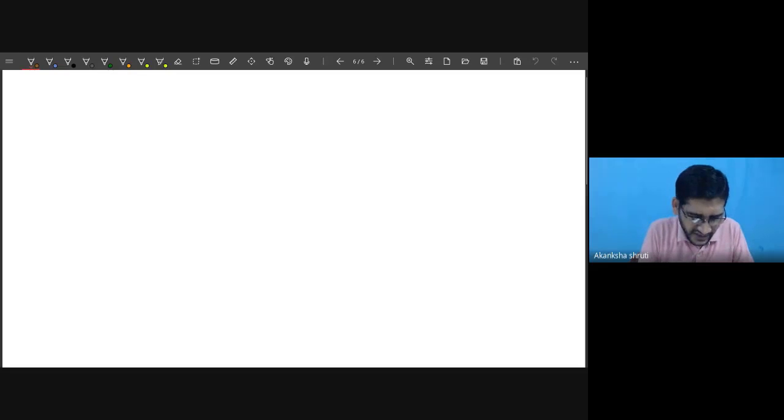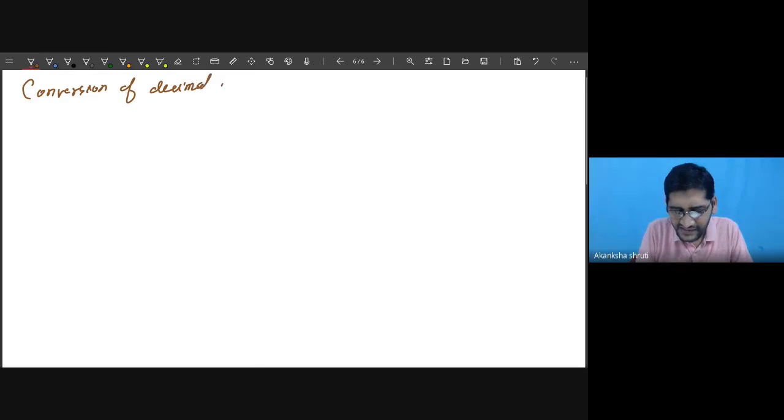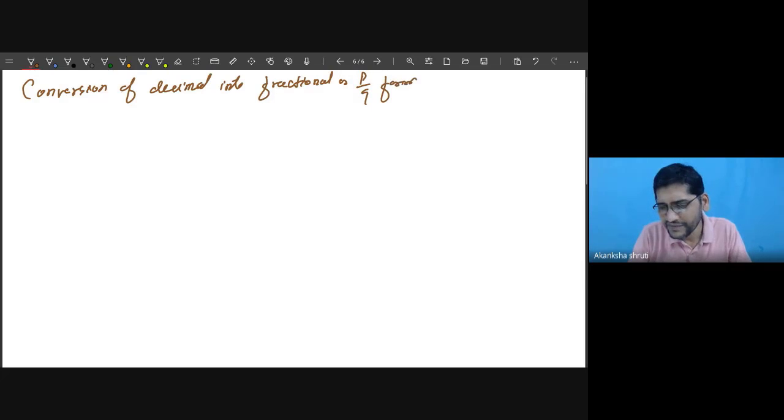Next one is conversion of decimal into fraction, or fractional, or P by Q form. This is very important. It is always asked. Example, you need to convert. I will just take a few examples.